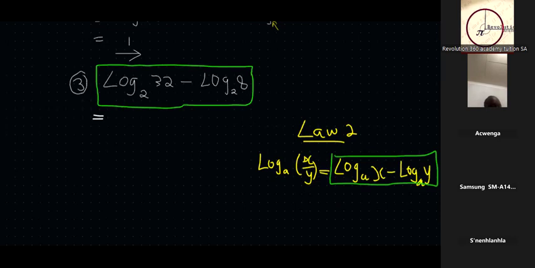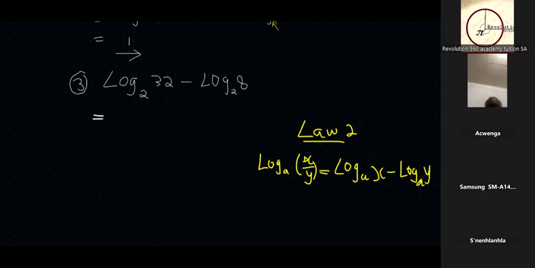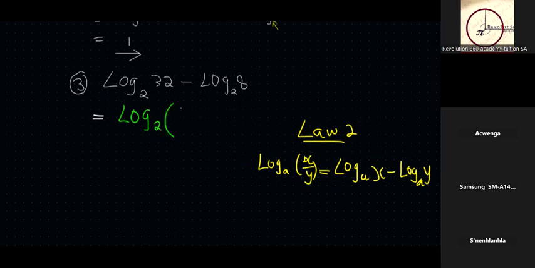So since this green part is written in that format, we must change it and write it in which format? In this format, right? So as we are going to write it in that format, this will become the log of 2, open bracket, 32 divided by 8. Just like that.